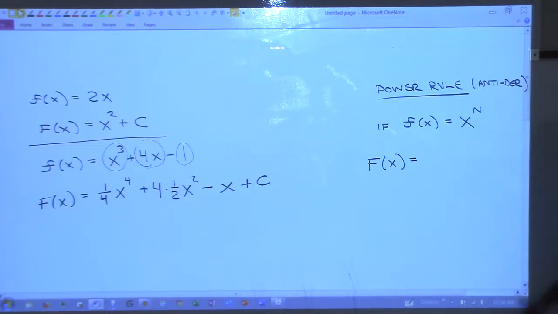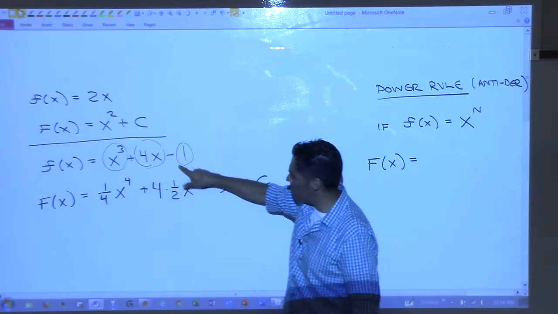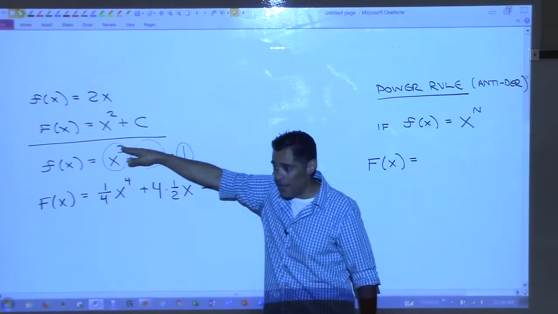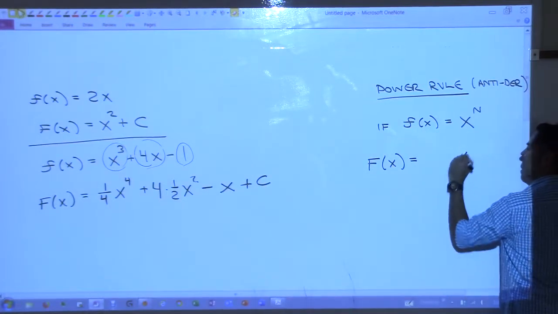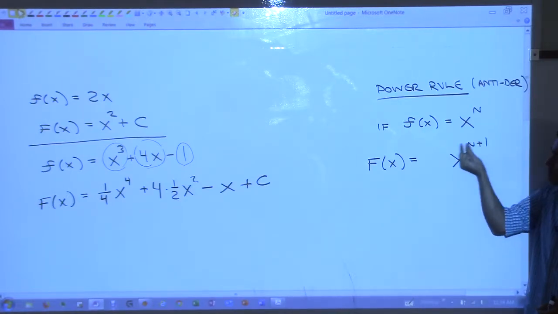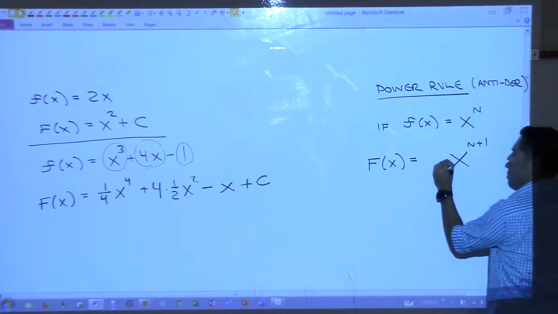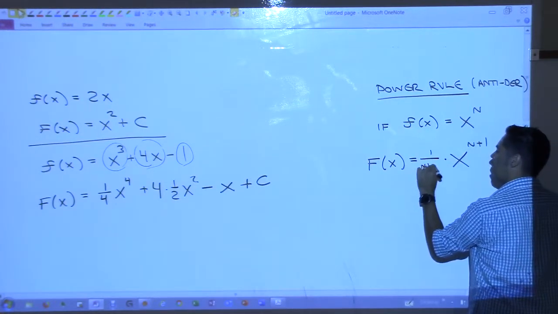So what do we know about the power of the antiderivative? The power of the antiderivative has to be 1 more than that. Like over there it was cubed, and the antiderivative had to be to the 4th. Here it was to the first power, and the antiderivative had to be squared. So if the power is n, then the antiderivative has to have an n plus 1 power. However, because we know that when we take the derivative of this, that power is going to come out, we don't want that power out there. So what we do is we divide by the power. So in front of this we write 1 over n plus 1.